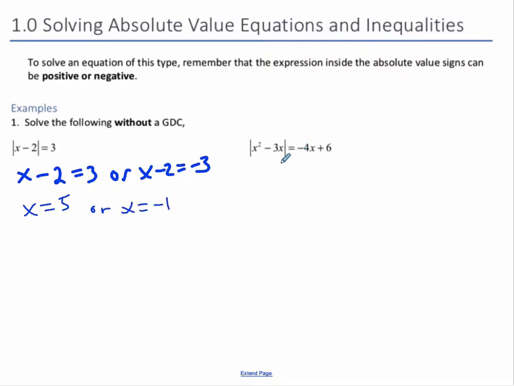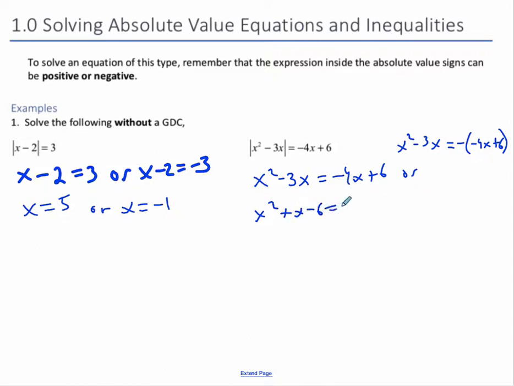In the next example, very similar, except we have an expression on the other side, but we can do the same thing. We could say x squared minus 3x equals negative 4x plus 6. That's one possibility. Or you could have x squared minus 3x equals 4x minus 6. Solving these independently, we get some quadratics. x squared plus x minus 6 equals 0, so x plus 3 times x minus 2 equals 0. So x equals negative 3 or 2.